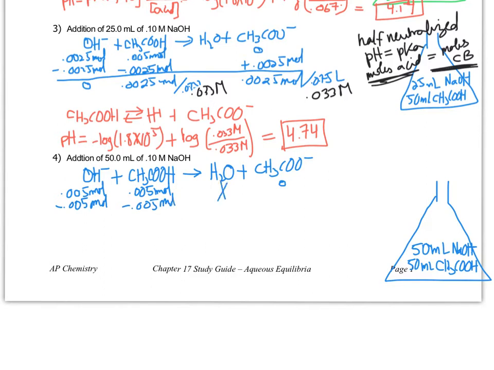Don't care about my water. Plus 0.005 moles. At the end, I have no sodium hydroxide, I have no acetic acid, but I do have some acetate ion. Let's go ahead and divide by the total volume just so we can get molarity. It's 100 mils, so 0.1. So that gives me 0.05 molar.